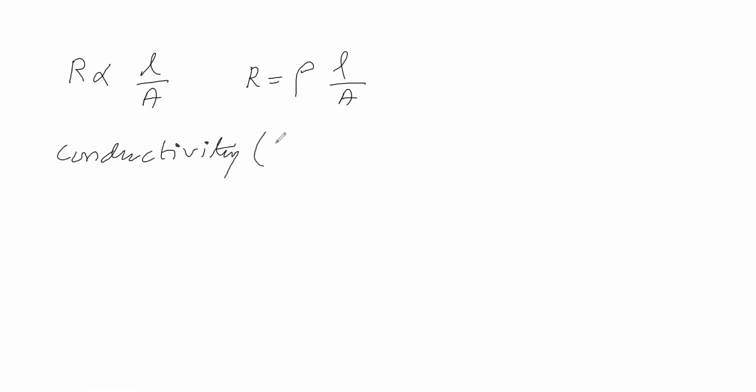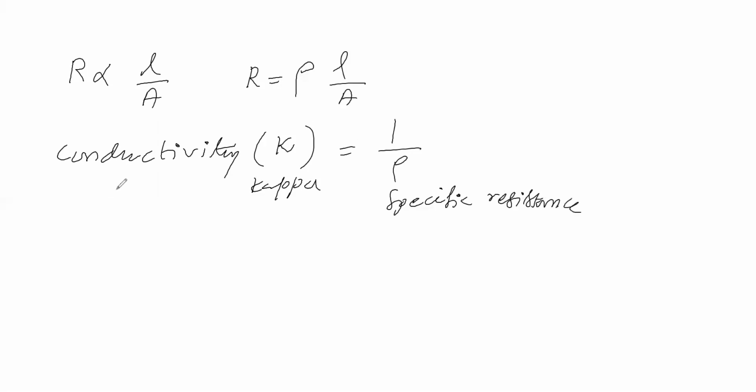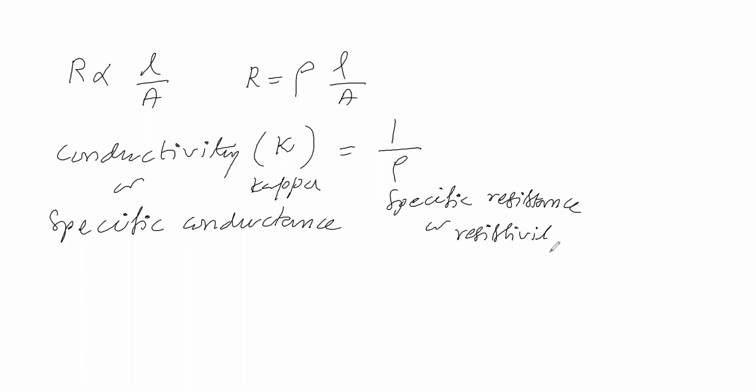This conductivity symbol is called kappa. This kappa is equal to 1 by rho. This rho is called specific resistance, another word is resistivity. Therefore, this conductivity is also called specific conductance. So conductivity kappa is equal to 1 by rho.